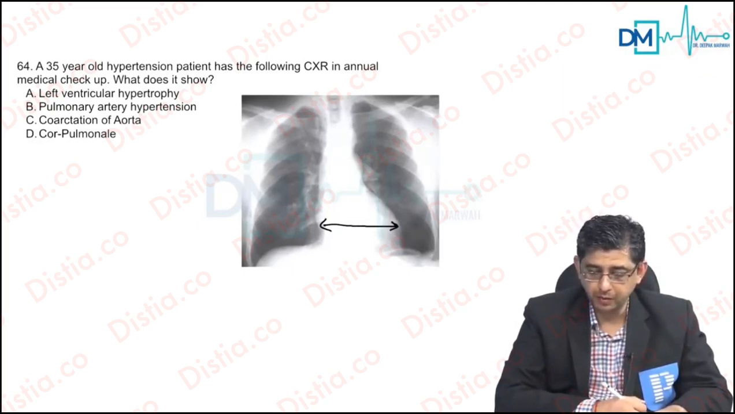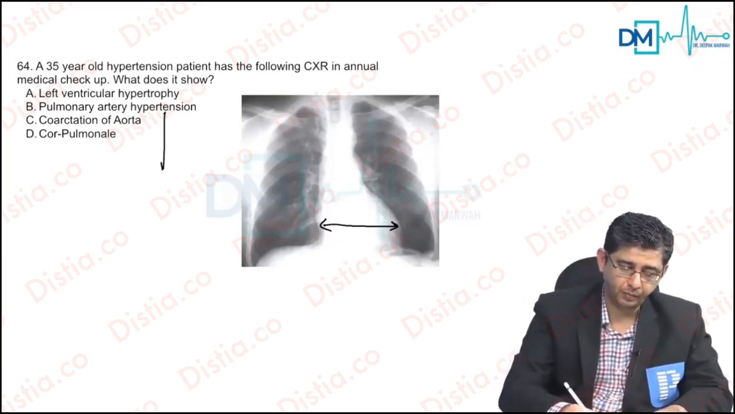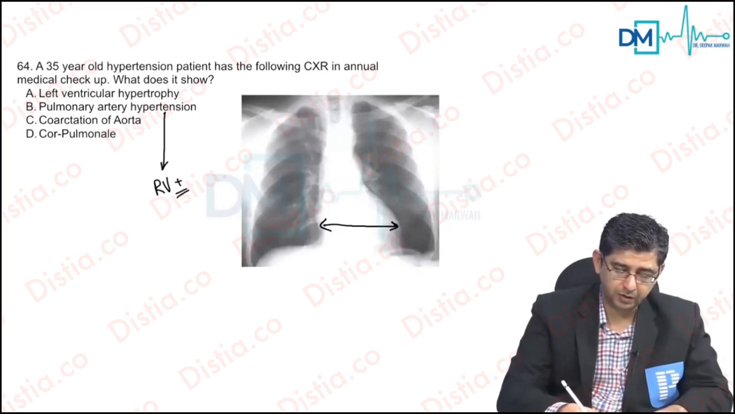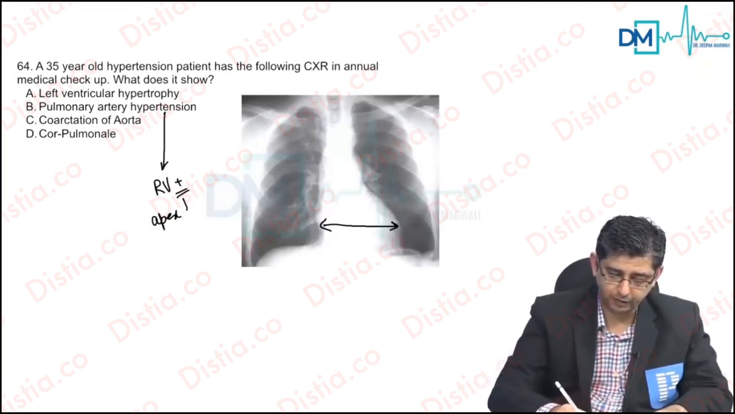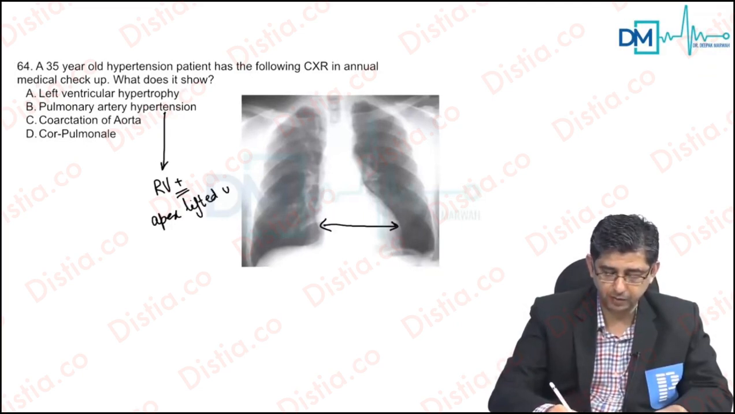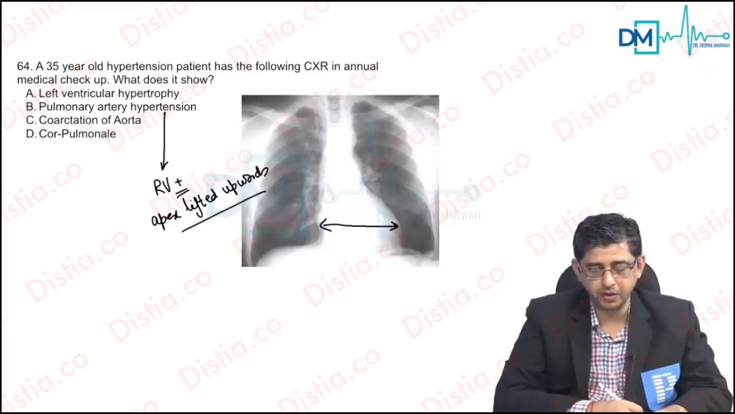Pulmonary artery hypertension. In pulmonary artery hypertension, you have fullness in the area of the pulmonary artery. But in this case, we are not able to see any significant pulmonary artery hypertension. Also, pulmonary artery hypertension should cause right ventricular enlargement, and if the right ventricular enlargement occurs, then the apex should be lifted upwards and laterally. Even that is not happening in this case. So pulmonary artery hypertension looks unlikely.